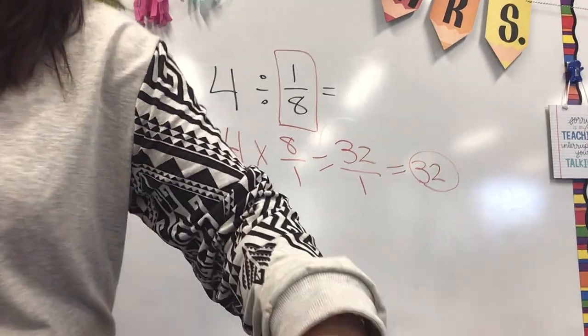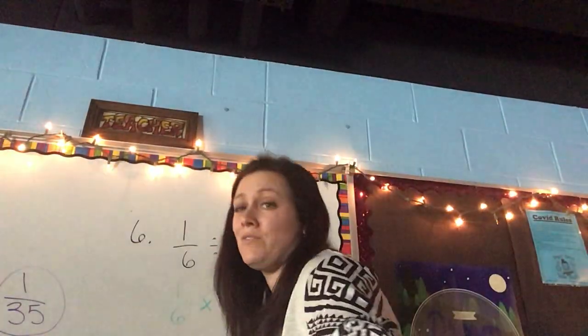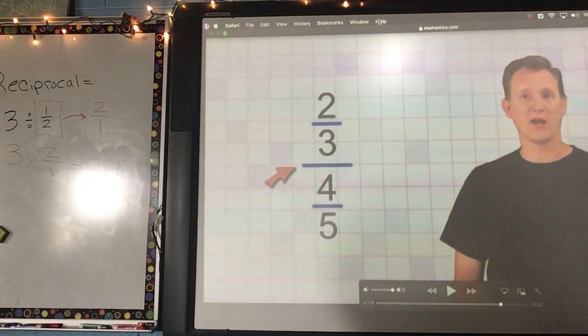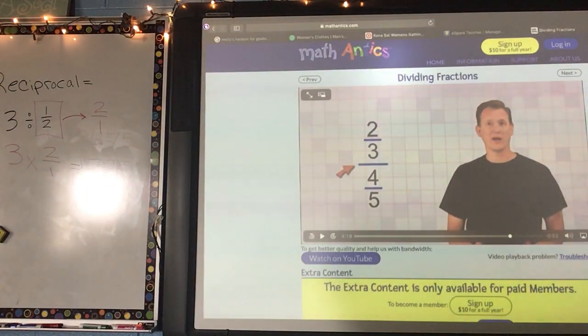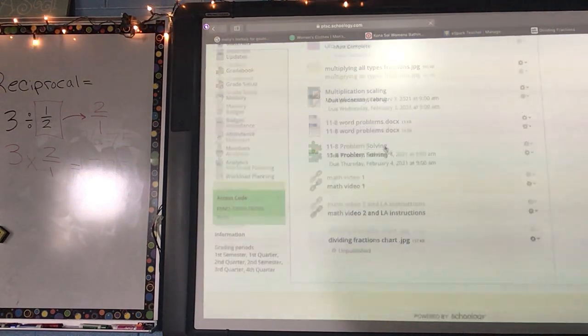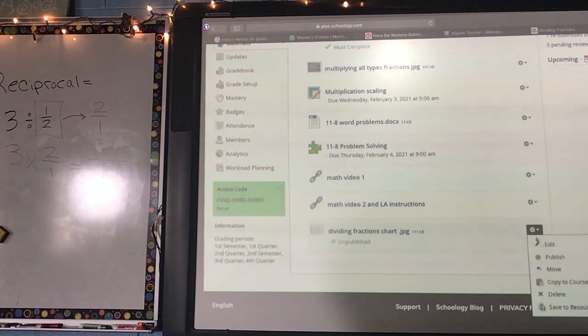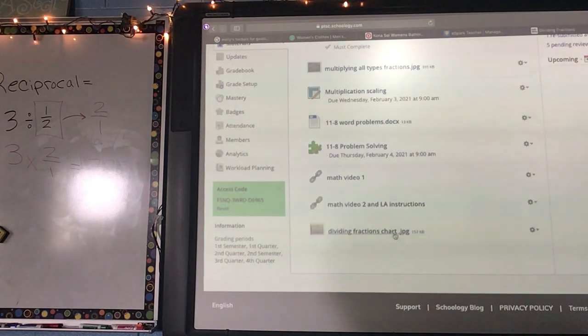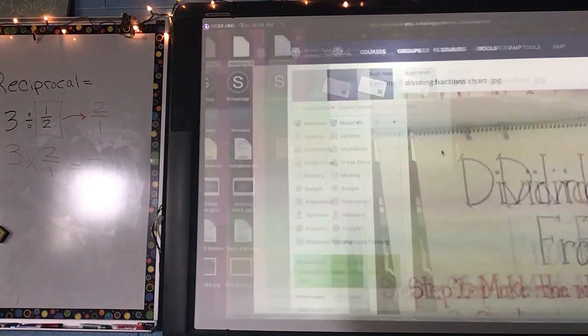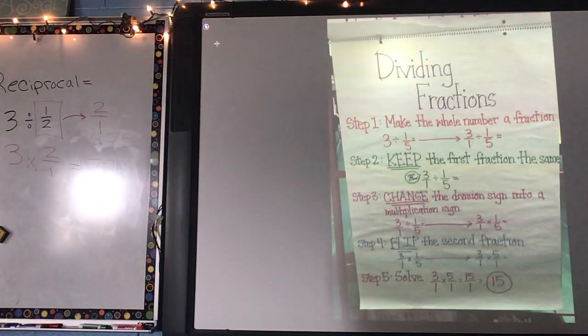Ladies and gentlemen, when you go to do your homework tonight and you're like, oh man, I can't remember how Mrs. Bush said to do that, I know I'm close, but I'm missing something. We got this. Then on Schoology, I have a chart for you. You should save it. It's a nice help sheet under math, and it's called the dividing fractions chart. No, I did not make this. It tells you how to divide fractions.